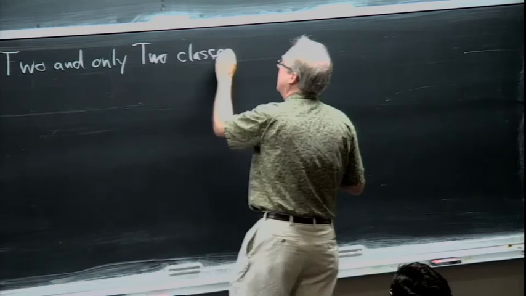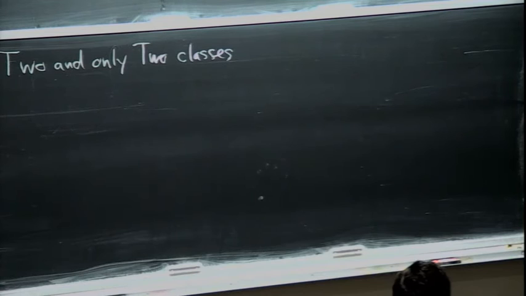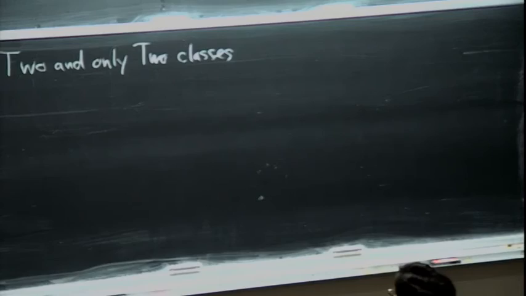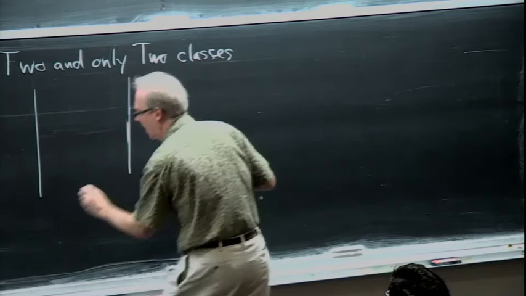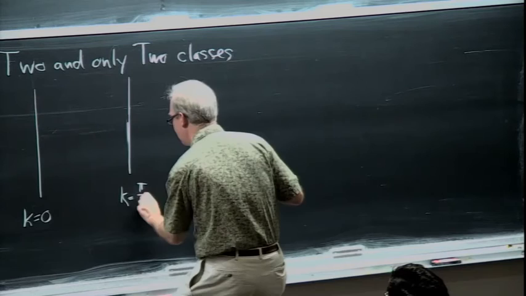I'm going to argue this by again thinking about the edge states. So I'm going to draw this picture again, but a little bit more schematically. I'm only going to draw half of it, because if you have time reversal symmetry, this half is related to this half. So I'm going to make a plot. I have k equals zero, k equals pi.